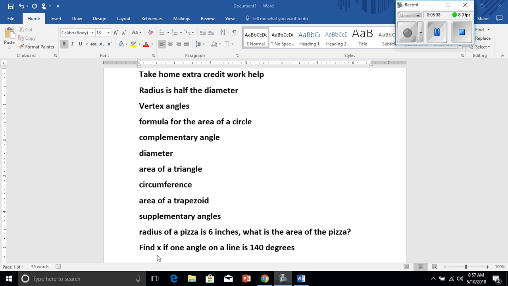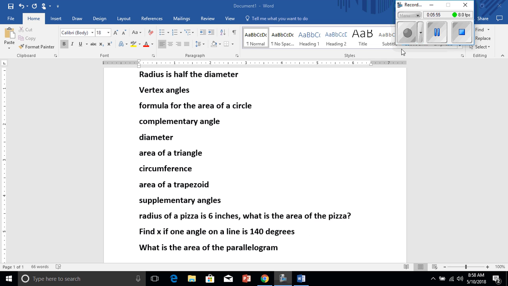Next question is to find x if one of the angles on the line is 140 degrees. We have to remember that every line is 180. So when we have one that is 140 degrees already existing on it, we have to remember to subtract that from 180 to get our answer.